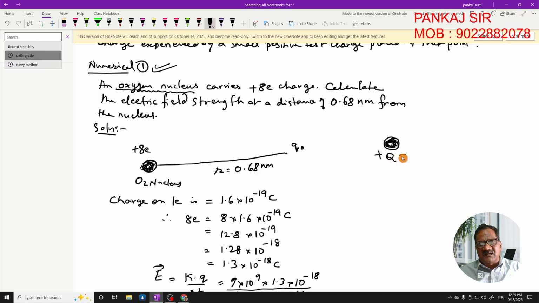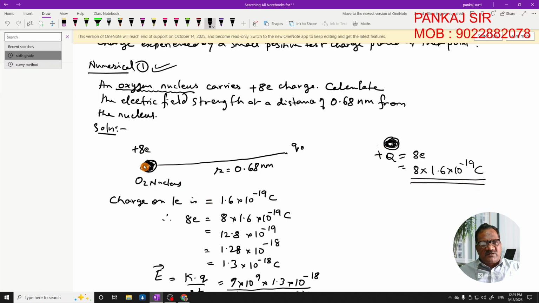So what is this charge? Q is equal to 8e. Now e is the charge on one electron. So 8 times the charge on one electron, which is 1.6 into 10 raised to minus 19 coulomb. Now the electron has a negative charge, but we are taking only the magnitude. So this is the total charge on the nucleus, right?